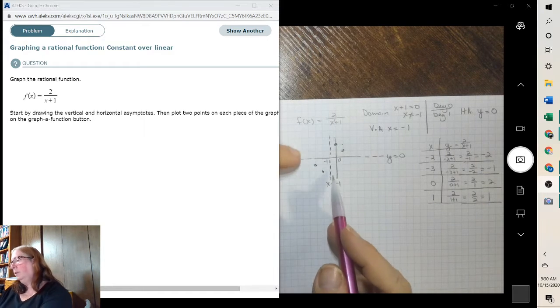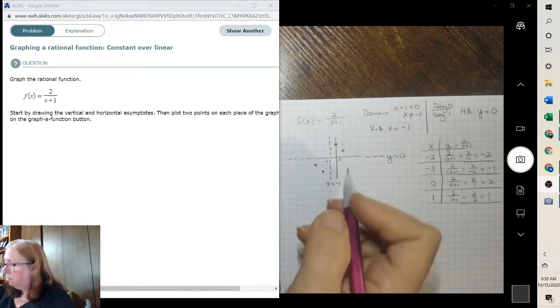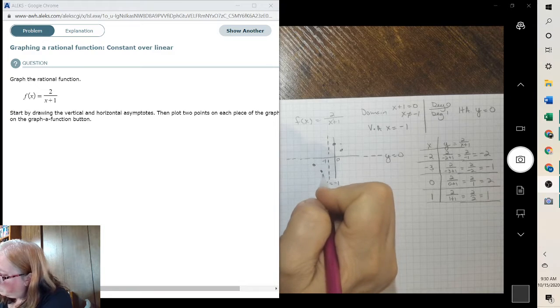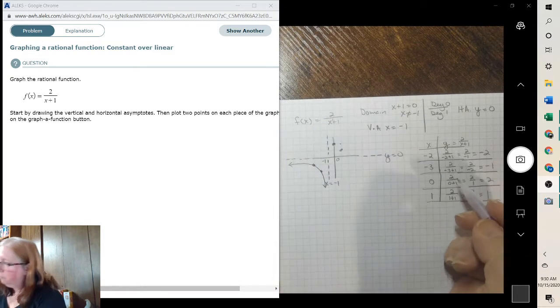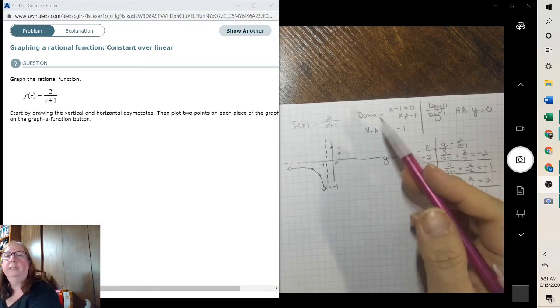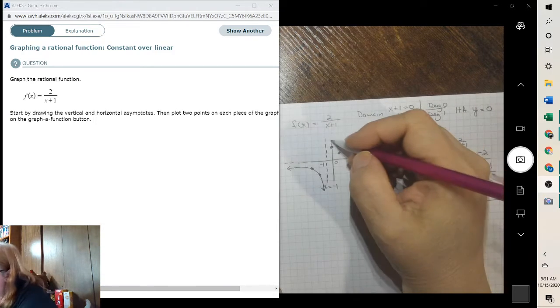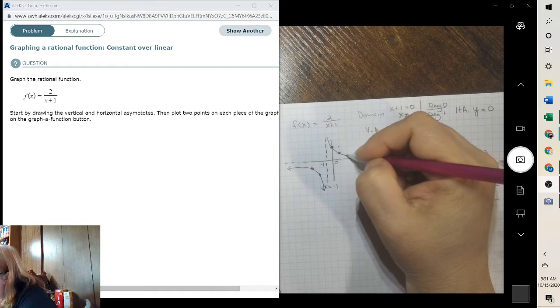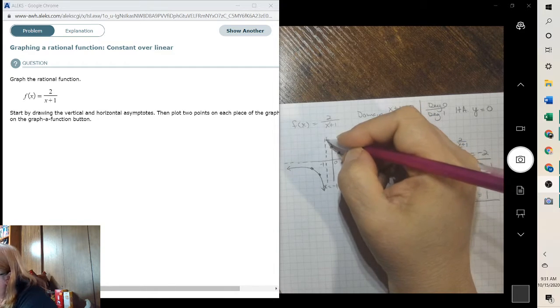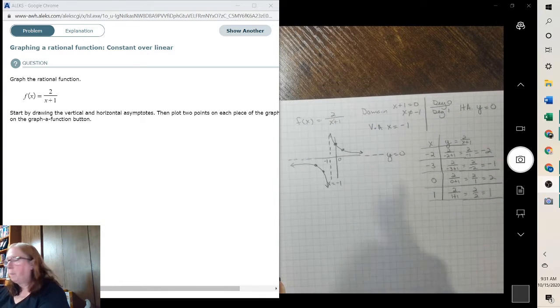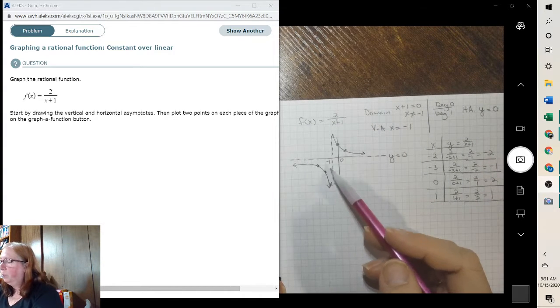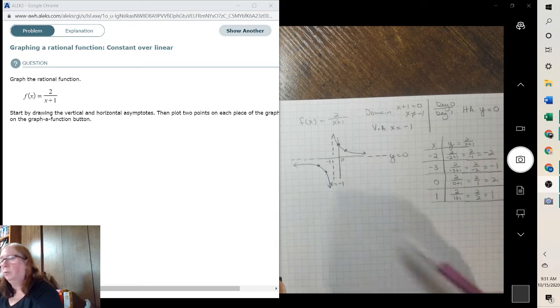Now your graph is going to approach these dotted lines. It will not cross them. Once in a while you cross a horizontal, but not when it's a constant on top. And there's your graph. So once you plot these 4 points, then you'll just hit the graph and it will graph it for you.